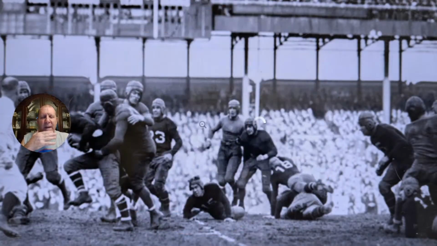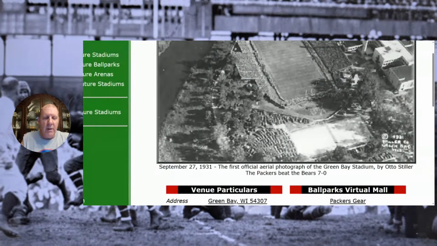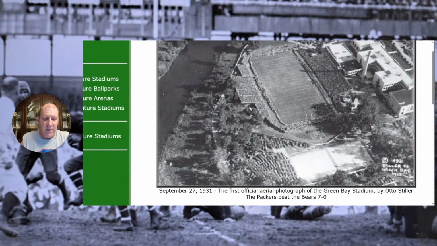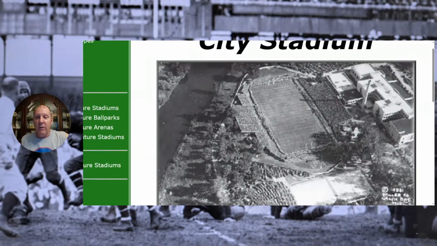Okay, this is the game from 1931. The first official aerial photograph of Green Bay Stadium by Otto Stiller. The Packers beat the Bears 7-0. So this is basically September 27, 1931, so this was basically a year before the game I'm going to talk about. So if you'll see here, an aerial view right here.